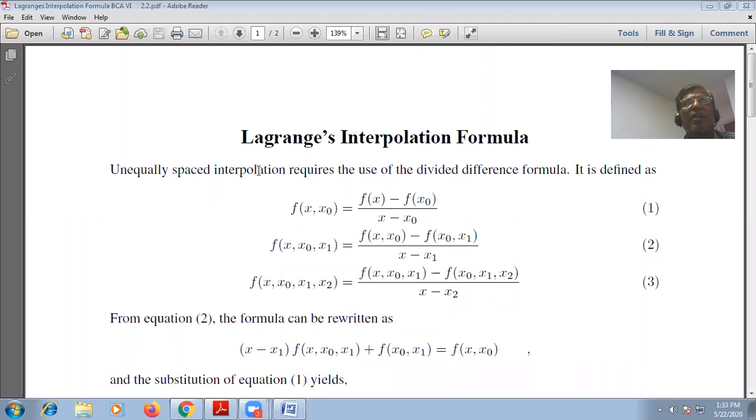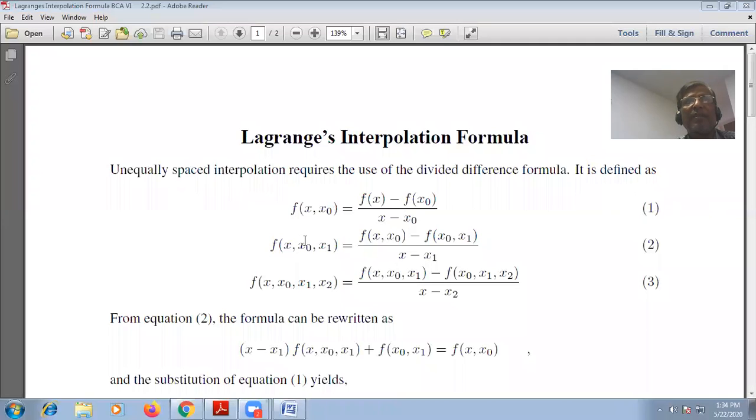Unequally spaced interpolation requires the use of the divided difference formula. It is defined as f of x comma x naught. If this is the first point, then here is f of x. This is the second point, then here is f of the second point divided by the difference of these 2 points. Take it as equation 1.